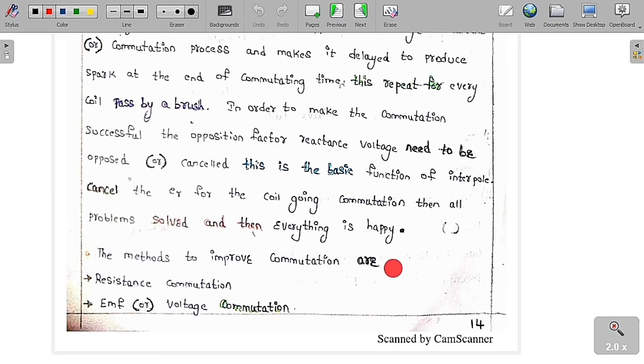The methods to improve the commutation process are the resistance commutation or the voltage or EMF commutation.